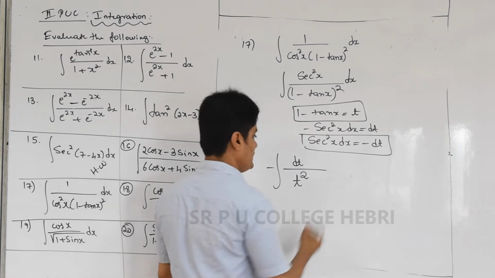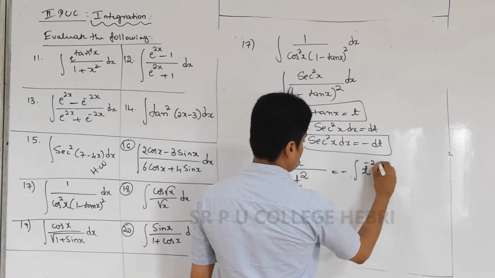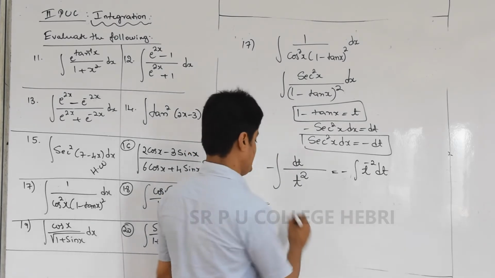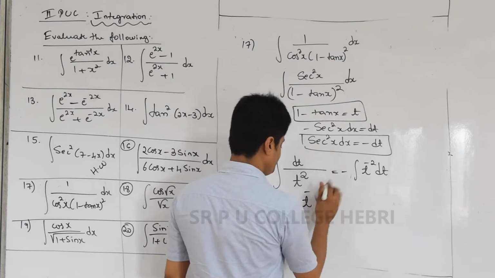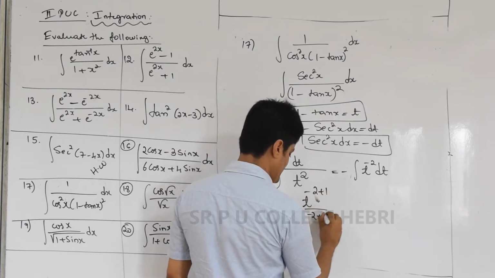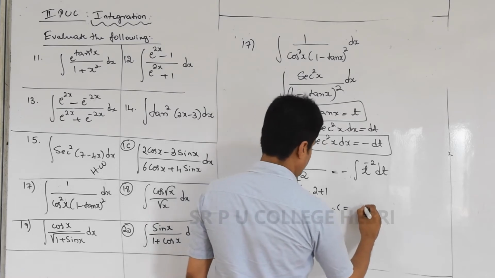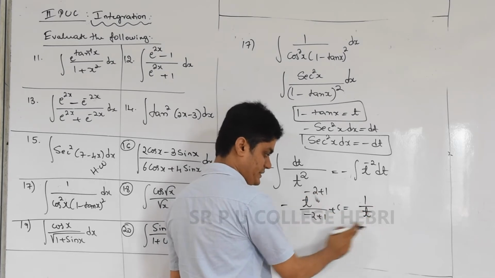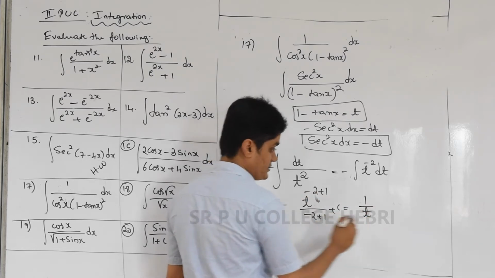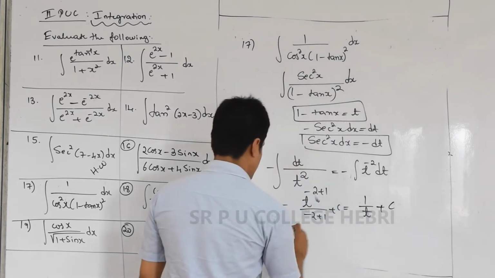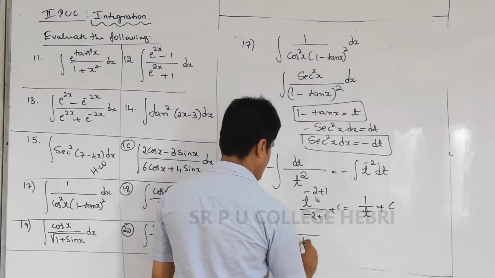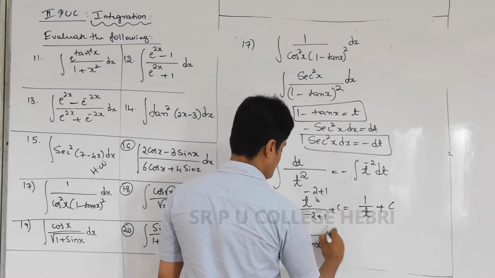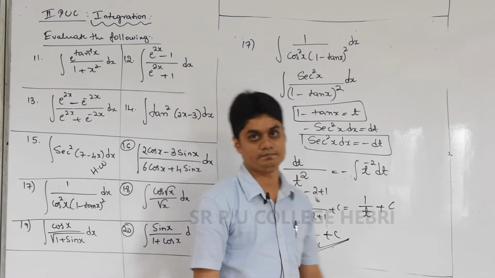Yeah, this is nothing but minus t power minus 2 into dt. And what is the integration of t power minus 2? Yes, t power minus 2 plus 1 by minus 2 plus 1. You know which formula it is, right? So it is nothing but 1 by t, because minus t power minus 1 becomes 1 by t. Minus 2 plus 1 is minus 1, minus minus plus, so it is 1 by t. But the final answer is in terms of x. What is t actually here? 1 minus tan x. So the final answer is 1 by 1 minus tan x plus c.